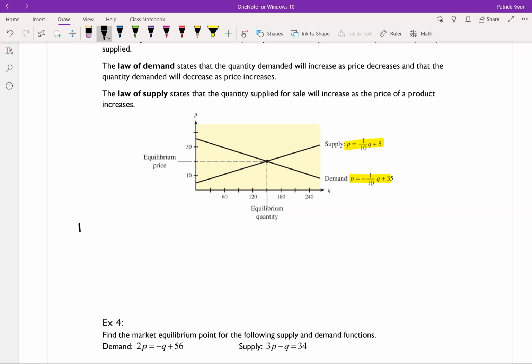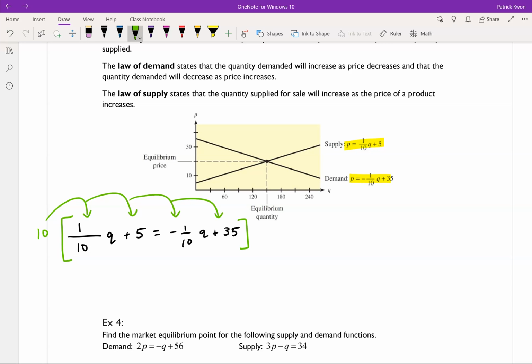So let's go ahead and do that. I'm going to take the supply equation, which is 1/10 Q plus 5, and set that equal to the demand equation, which is negative 1/10 Q plus 35. Now, there are many different ways that you can solve this equation. I like to multiply every term by 10 so that we can get rid of those pesky fractions. So I'm going to multiply 10 by every single term. And if I do that, then I will get Q plus 50 is equal to negative Q plus 350.